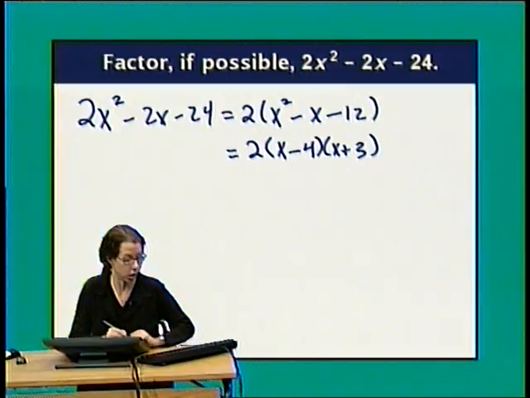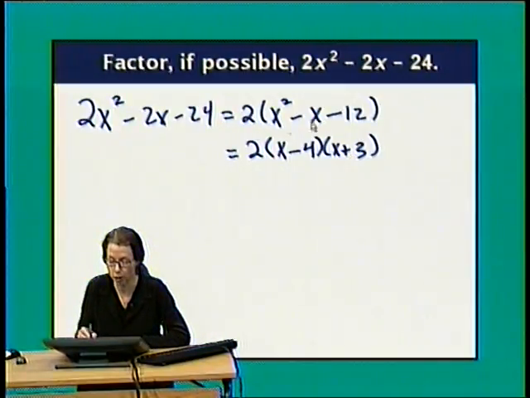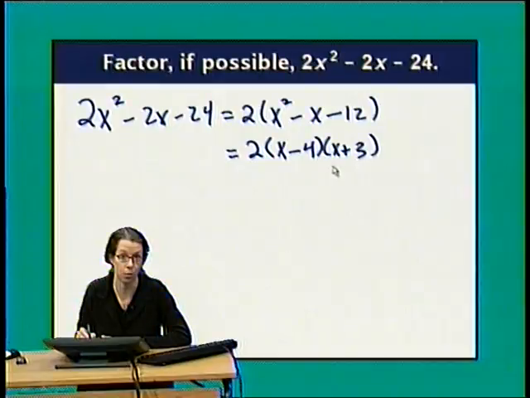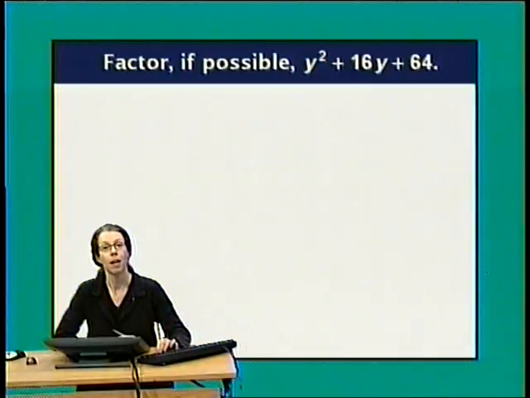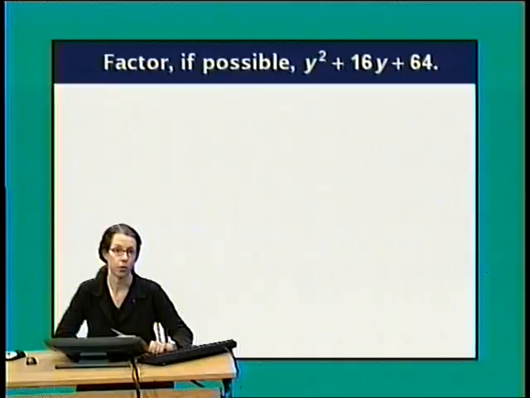I'm going to do a quick check. I'm going to start by checking that I pulled out the factor of 2 correctly. 2x squared minus 2x minus 24. That step's okay. Now, checking the product of these two binomials, x squared plus 3x minus 4x, that's minus x, minus 12. Looks like the factoring is good. Let's try another example. Now let's factor y squared plus 16y plus 64.